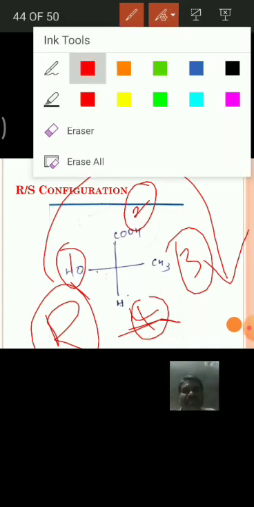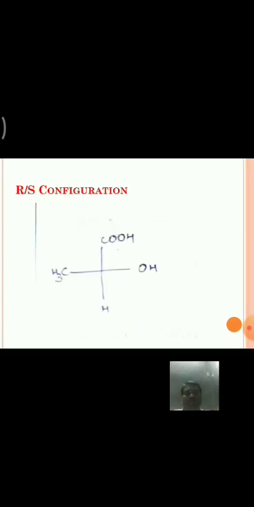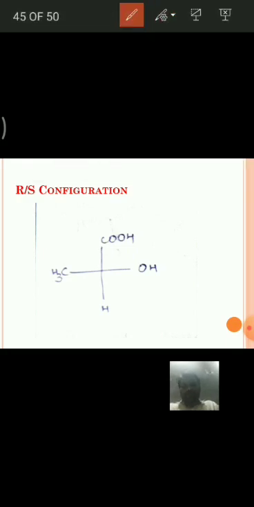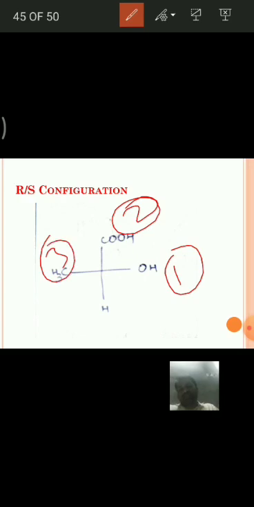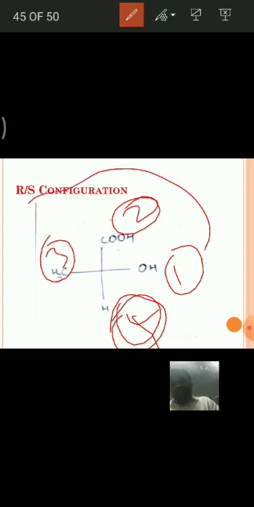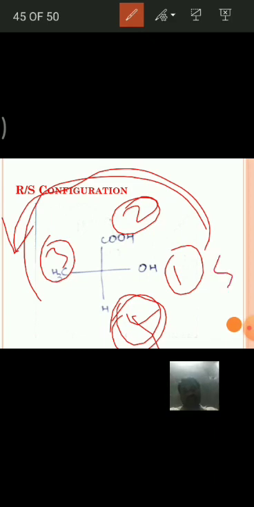If you see the next example, see here. If you give the priority, OH is 1, CHO is 2, methyl is 3, hydrogen is 4. Again the fourth one is on vertical line, no problem. 1 2 3 counterclockwise, hence configuration is S. This is S configured.